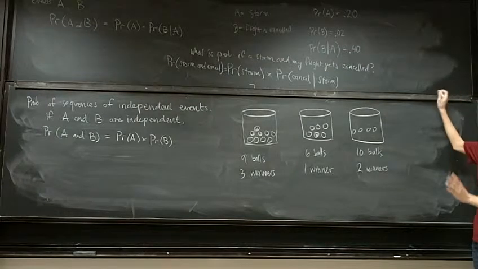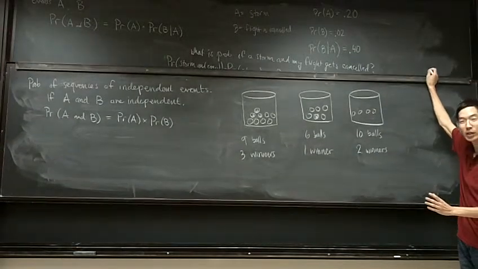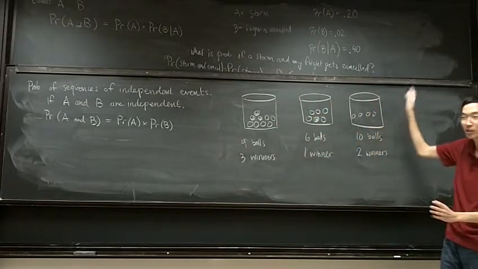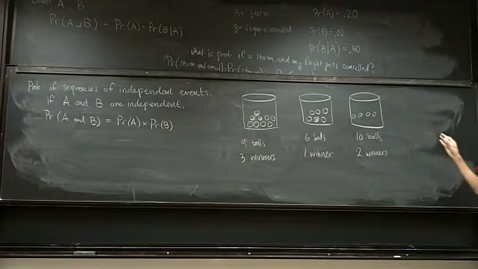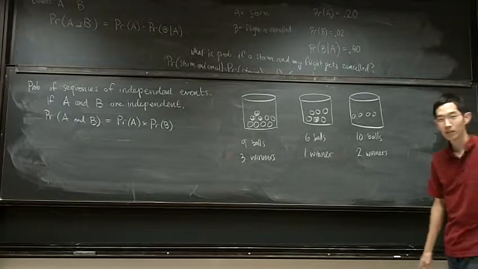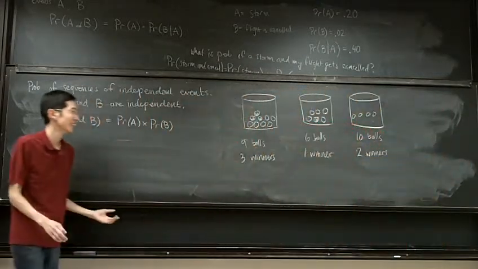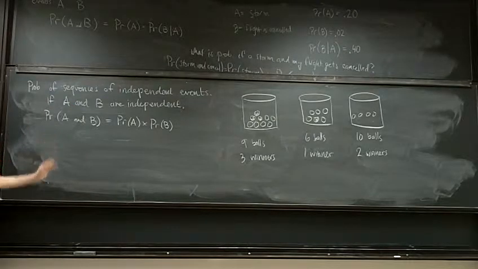What's the overall probability of winning a prize? You've got to get through this one, and then you've got to get through this one, and then you've got to get through this one. So what's the probability that you're going to win? No chance. It's tough, but it's possible, right?